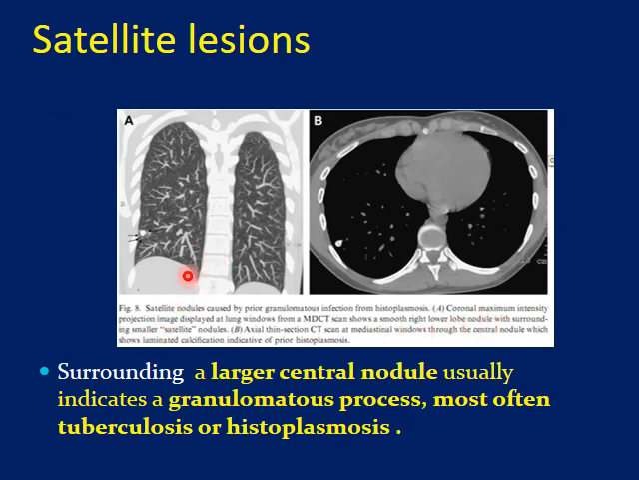Presence of satellite lesions. Look at this. This is a lesion, okay, surrounded by other tiny satellites. Presence of a larger central nodule usually indicates a granulomatous process, most often seen in TB and histoplasmosis. What is meant? A large lesion surrounded by tiny satellites. This is called satellite.